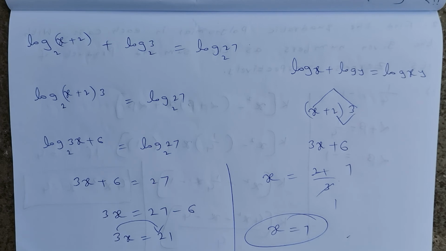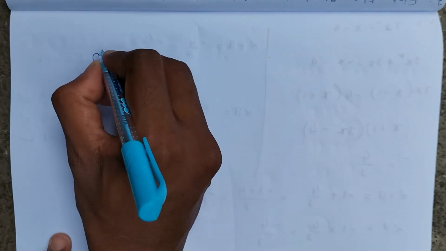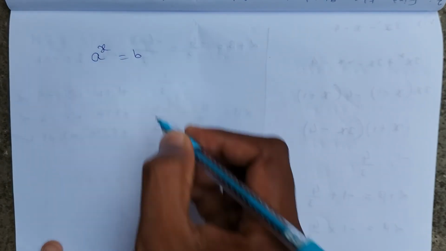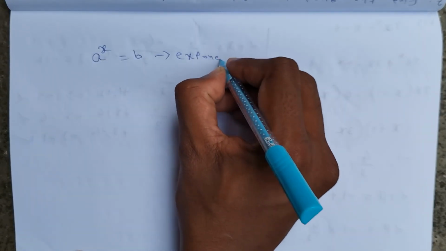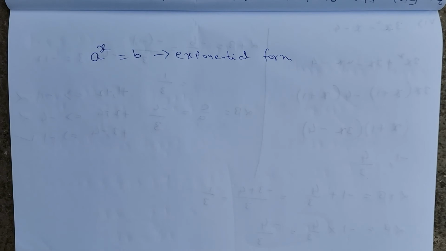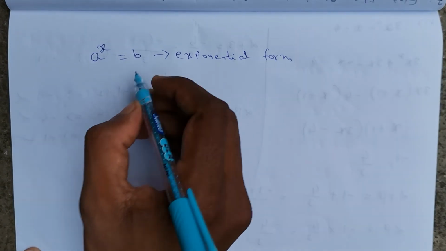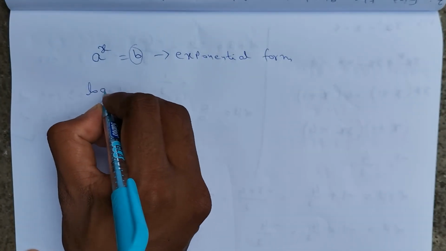And in this logarithm topic, let us discuss one more thing, that is converting from logarithmic to exponential form and exponential form to logarithmic form. For example, we have an exponential form like this: a power x is equal to b. This is the exponential form. And we need to convert this exponential form to logarithmic form. Here, for the answer we apply log b.